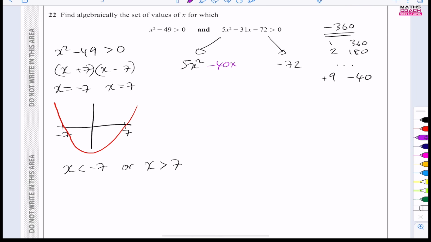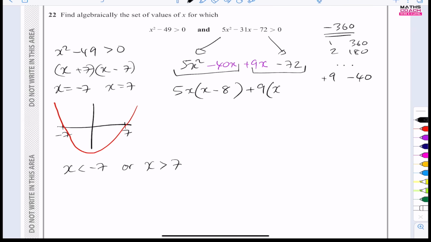So minus 40x plus 9x. And then I'm going to factorize that, and I'm going to factorize that. What's common between 5 and 40 is 5 and an x inside here. So we need an x minus 8. And then plus 9 is common to 9 and 72. What do we need here? We need an x. 9 times 8, so minus 8. And then it's going to be 5x plus 9 and x minus 8.